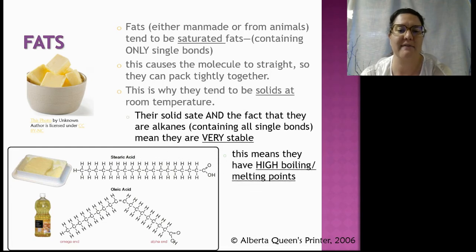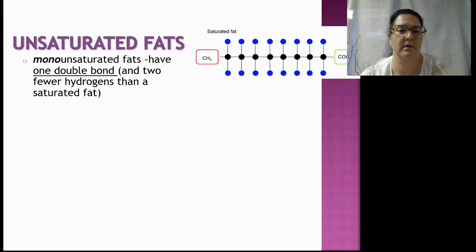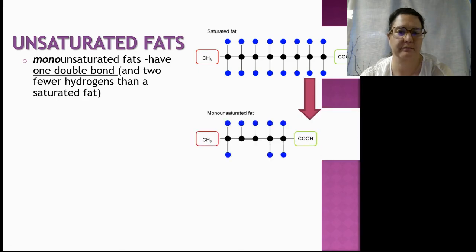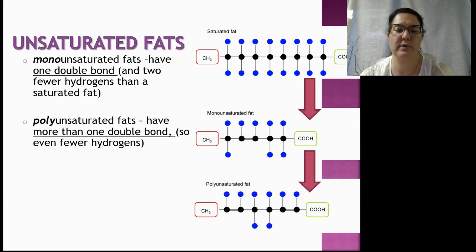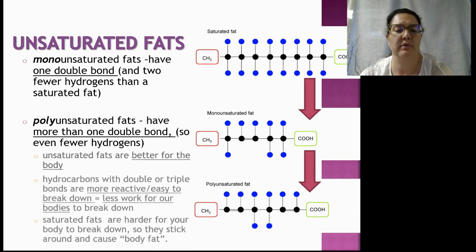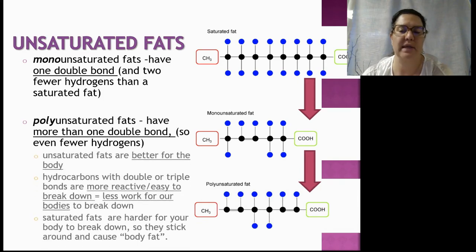The solid state and the fact that they're alkanes containing all single bonds means they're very stable, which means they have high boiling points and high melting points. Monounsaturated fats have 1 double bond and 2 fewer hydrogens than a saturated fat. Mono meaning 1 unsaturated fat. Polyunsaturated fats have more than 1 double bond, so even fewer hydrogens. Generally, unsaturated fats are better for the body, even though they both have the same caloric components.